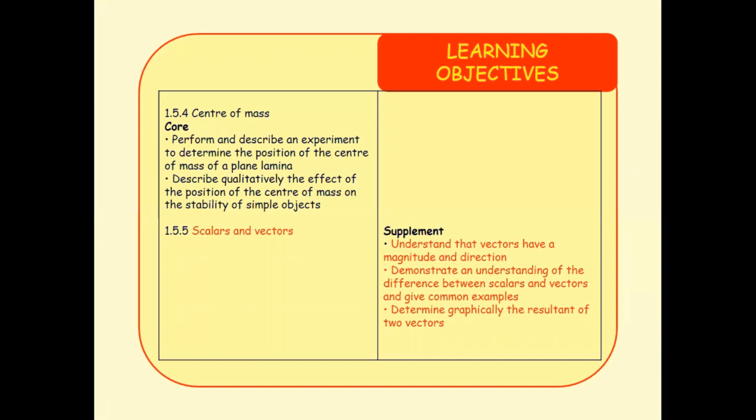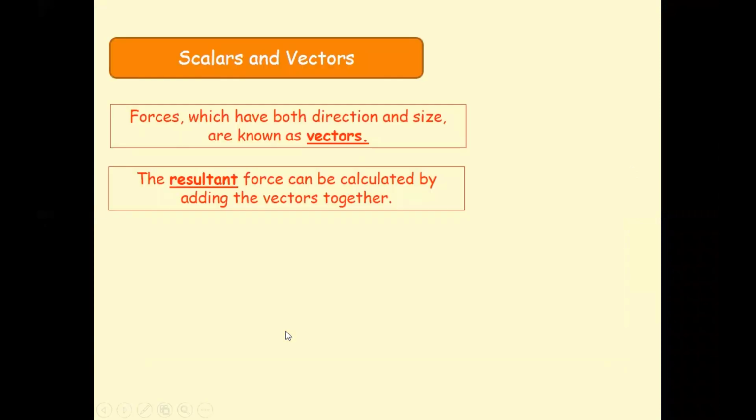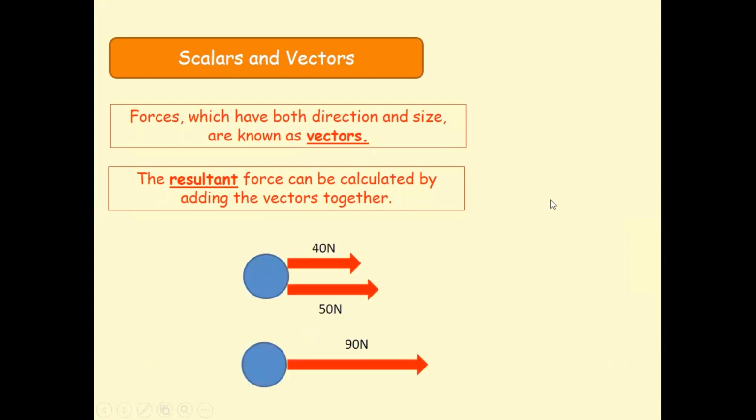Now, after the topic of the moment and center of mass, we just recall the concept of forces once again as per the revision. We know that forces are vector quantities which have both direction and size, and the resultant force can be calculated by adding vectors together. For example, two forces acting on one side, 40 newtons and 50 newtons, collectively equal 90 newtons.